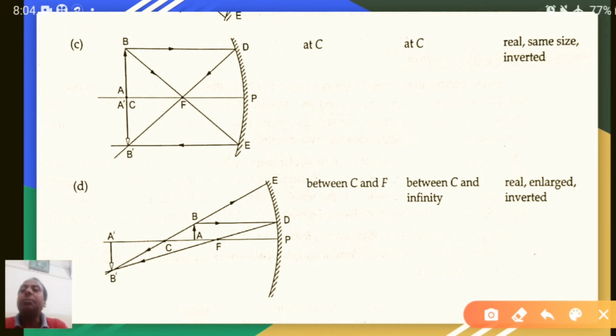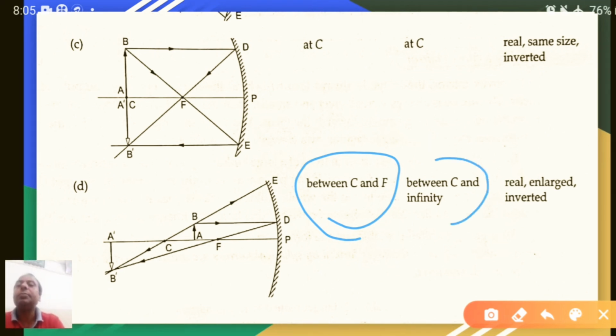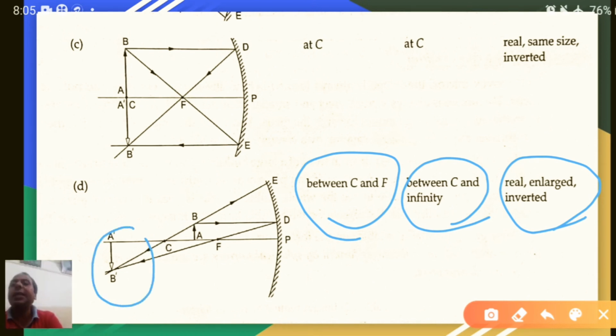Now next position of the object, when the object is between C and F. When the object is between C and F, the image will be formed between C and infinity, means beyond C and at any measurable distance. What will be the nature of the image? Real, enlarged and inverted. A dash B dash is the image.